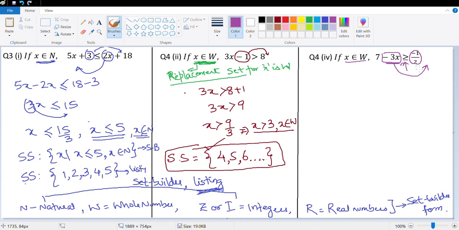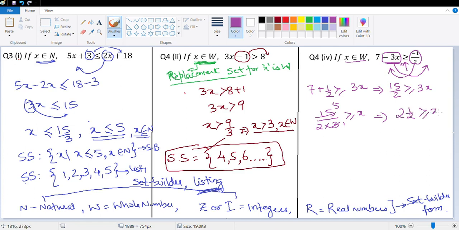So I take negative 3x on this side and I bring negative half here. So this becomes 7 plus half is more than or equal to, and I take negative 3x on the other side, it becomes plus 3x, which means this is 7.5, which is 15 by 2, is more than or equal to 3x, which means 15 upon 2 into 3 is more than or equal to x, which is 15 upon 6, which means 2.5 is more than or equal to x.